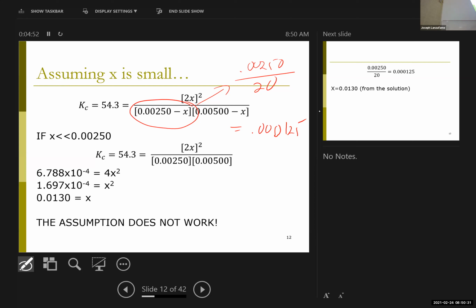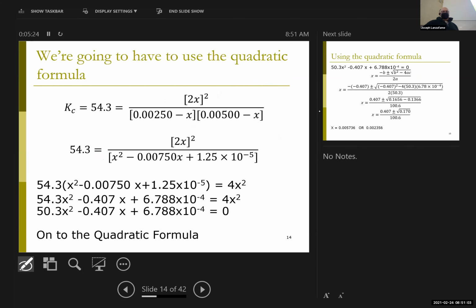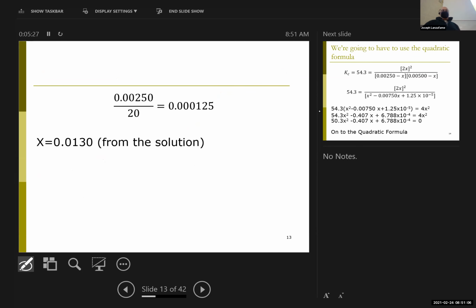As you can see, 0.0130 ain't even close. In fact, not only is it not less than 5% of 0.0025, it's not even less than 0.0025. All right. And so the assumption doesn't work. It took me 30 seconds to find that out. That's 30 seconds I'll never get back. But the number of times it does work outnumber the numbers of times it doesn't work, right? And so I save in the long run.